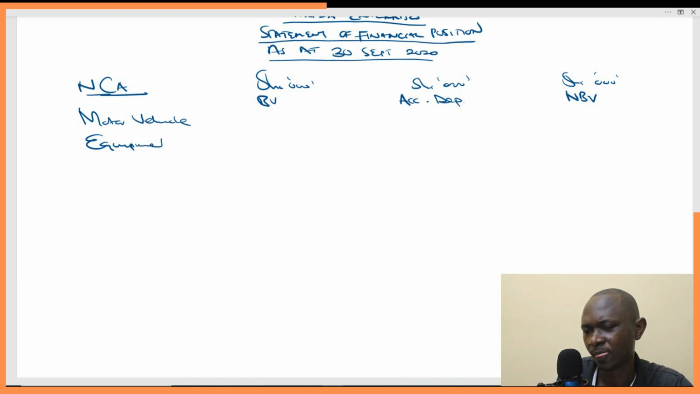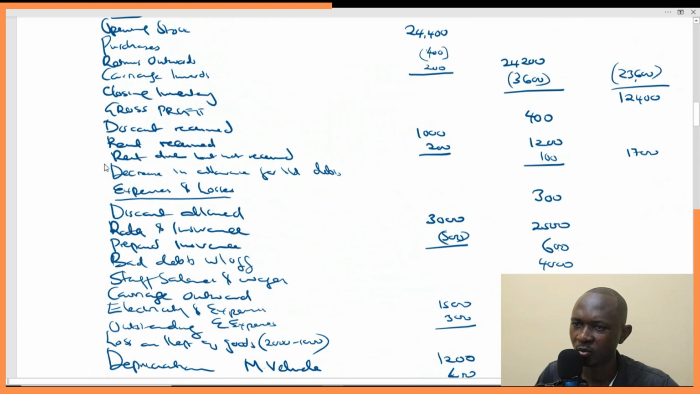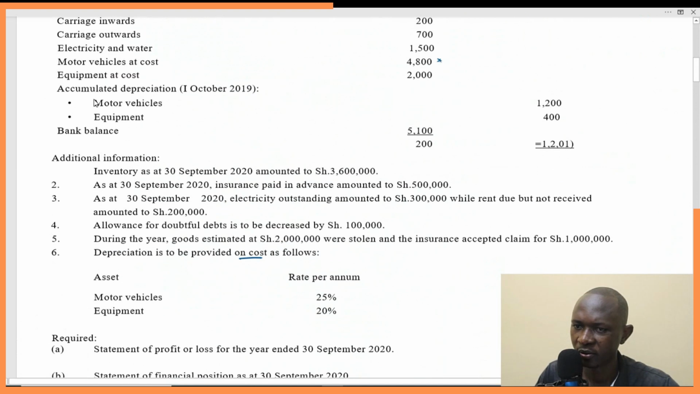And I think I can still remember some of these costs. This was 4,800 and this one was 2,000. Let's just confirm what I'm saying. Motor vehicle at cost 4,800, equipment at cost 2,000. Then we now get the accumulated depreciation. Motor vehicle had depreciated by 1,200. That was accumulated before 1st October 2019.